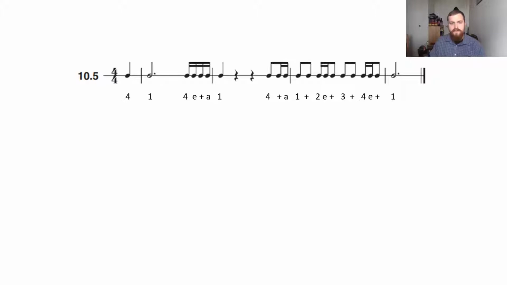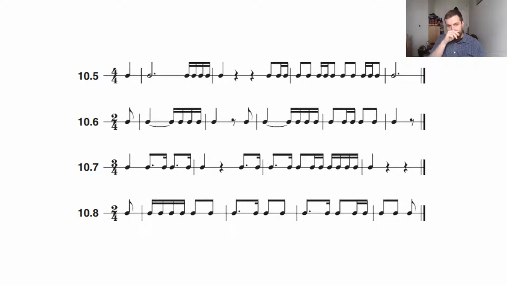So I've got 3 more up here: 1 and 2/4, 1 and 3/4, and another 1 and 2/4. Notice that the 2/4 example, 10.6, introduces ties. So we can tie our subdivisions, which gives us a bit of displacement of the beat, or syncopation. 10.7, of course, introduces dotted notes, which we've talked about a little bit before. And then 10.8 is just more dotted notes. So let's go ahead and take a look at 10.6.